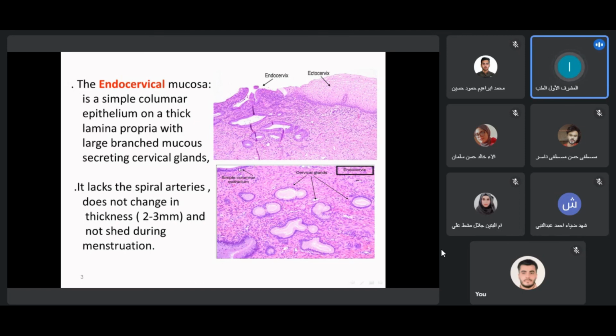At higher magnification, you can see here the lining, simple columnar epithelium, and the underlying mucus secreting glands. This is the endocervix. Here are the ecto and endo, and this area is the transformation zone.